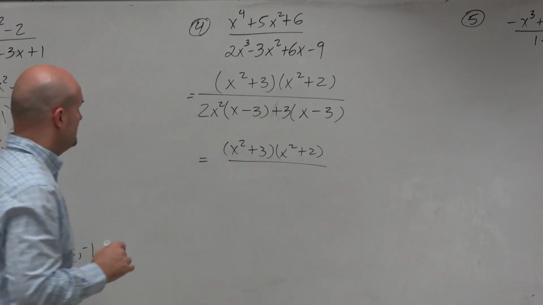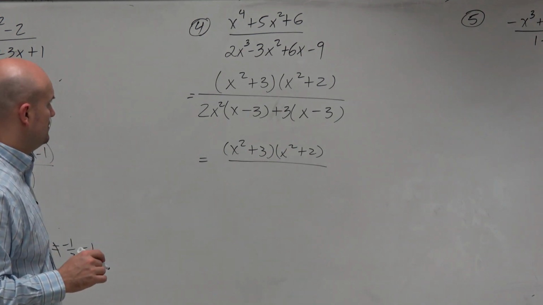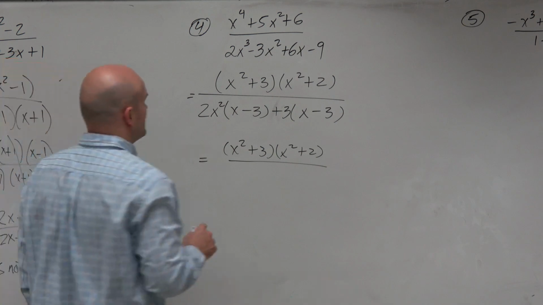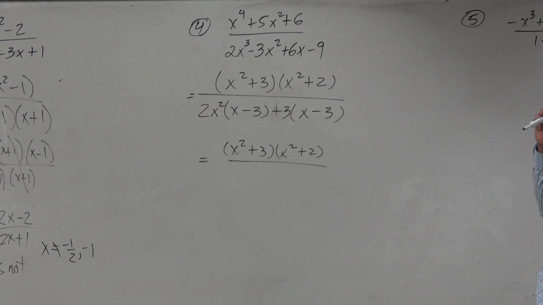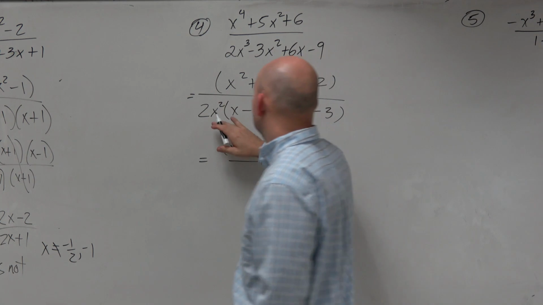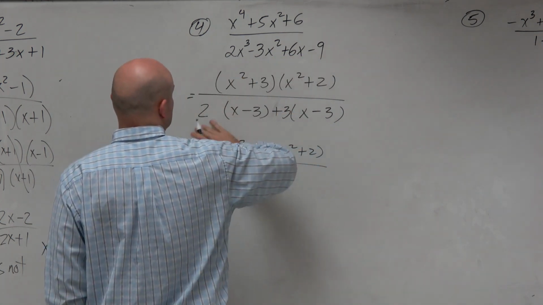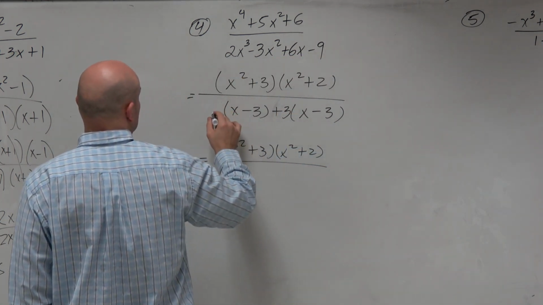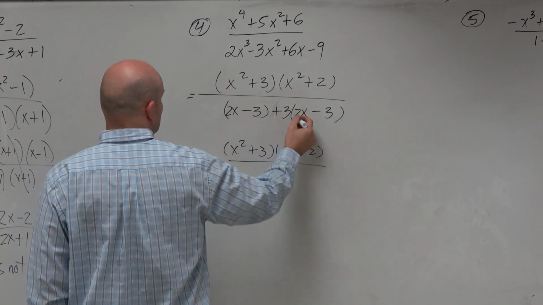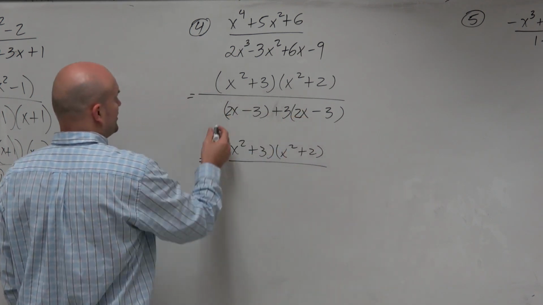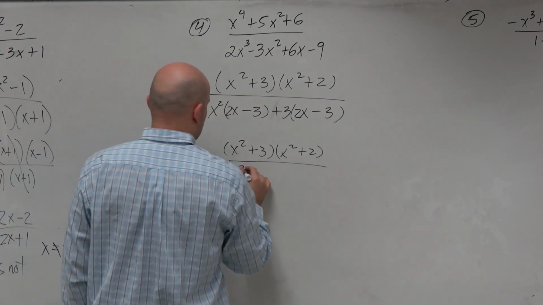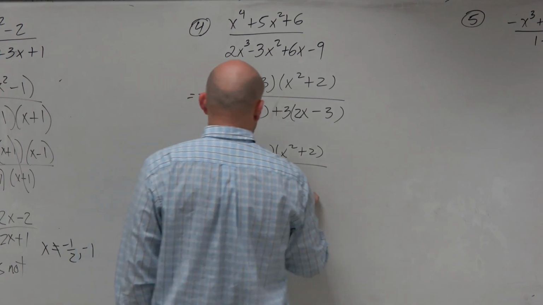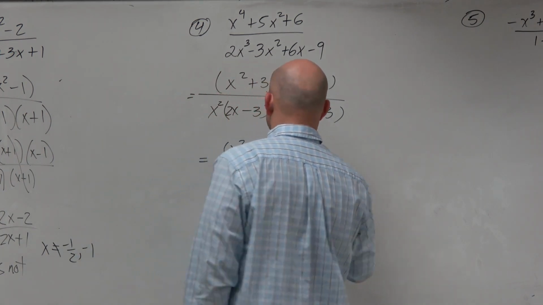Wait, what happened here? Did I factor that correctly? No, I didn't. Factor out a 2x? Oh, that doesn't work. That's a 2x minus 3, right? So I can only factor out a what? x squared. Yeah, there you go. OK, so I have x squared plus 3 times 2x minus 3.